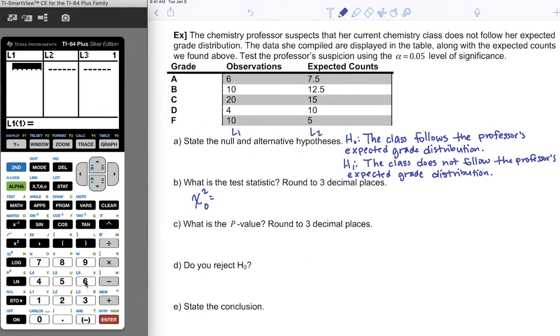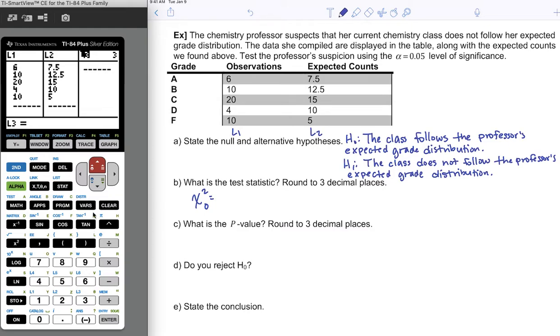So in List 1 we have 6, 10, 20, 4, 10. And then in List 2 we have 7.5, 12.5, 15, 10, 5. Okay, now in List 3 is where we build our chi-squared contributions. It's for each set of values of the observed minus the expected squared divided by the expected, which we then add up. This is more easily done by just computing all of them in List 3 and then adding up all the values in List 3.